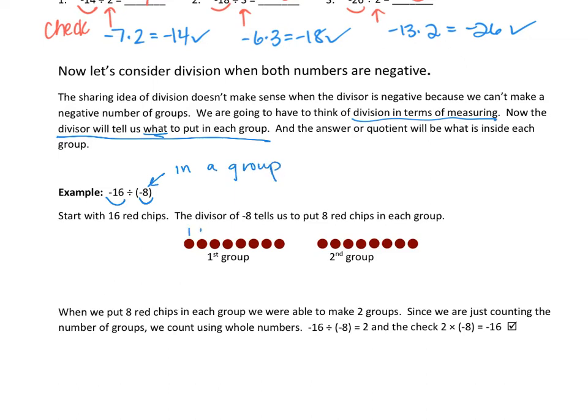So if there is 1, 2, 3, 4, 5, 6, 7, 8 here, and 1, 2, 3, 4, 5, 6, 7, 8, there are going to be 2 total groups. So we say that negative 16 divided by negative 8 is going to be positive 2, for 2 groups. And it continues on to check that 2 times negative 8 equals negative 16.